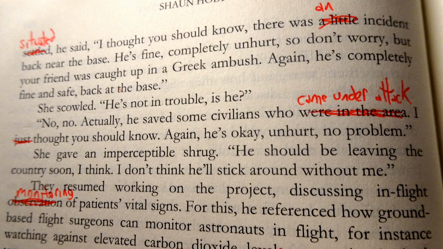Again, not liking the word "were" being passive, so "who were in the area." So he saved some civilians who came under attack. I think that just makes it a little bit better. He saved some civilians who were in the area. He saved some civilians who came under attack. I don't know, I think it's a little better.